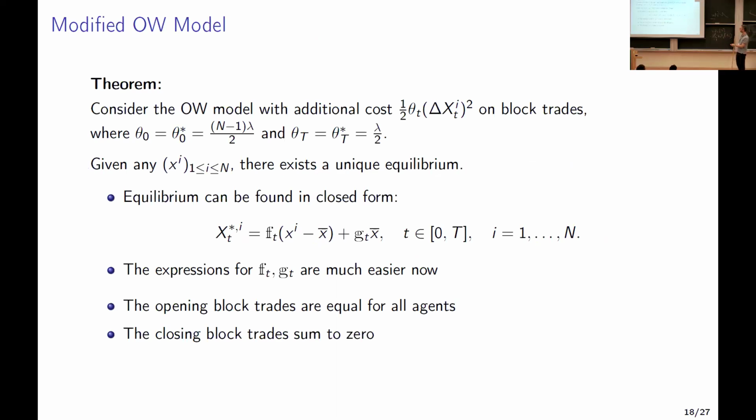And so two observations you can make immediately by looking at it are these two here: in this limit model, the opening block trades are exactly equal for all agents. Kind of funny. The first thing you do in the market, your first trade, is independent of what your goal was in terms of unwinding. It's purely driven by the presence of your competitors in the market. And at the closing time, it's not like that, but the sum of all the block trades will sum up to 0.